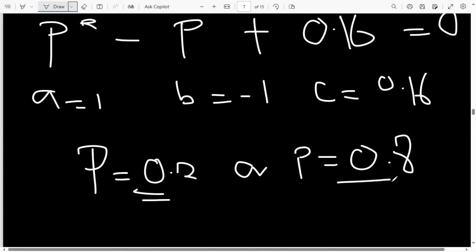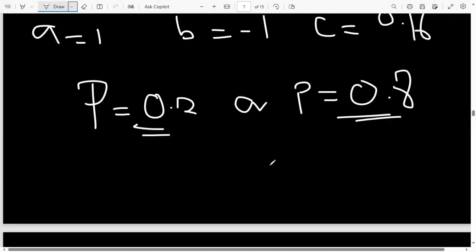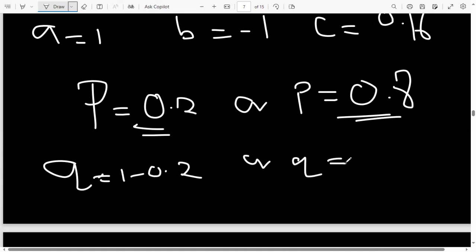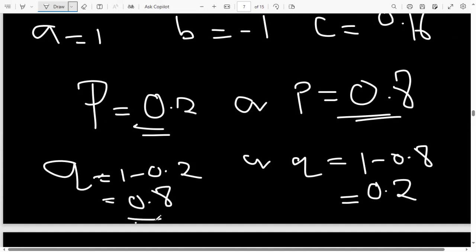So we also need to have two values of q. We know q is just 1 minus 0.2 if we're using 0.2, or q will be 1 minus 0.8. So here my q will be 0.8, and here my q will be 0.2. So if my p is 0.8, my q will be 0.2. If my p is 0.2, my q will be 0.8. So we find the value of q.